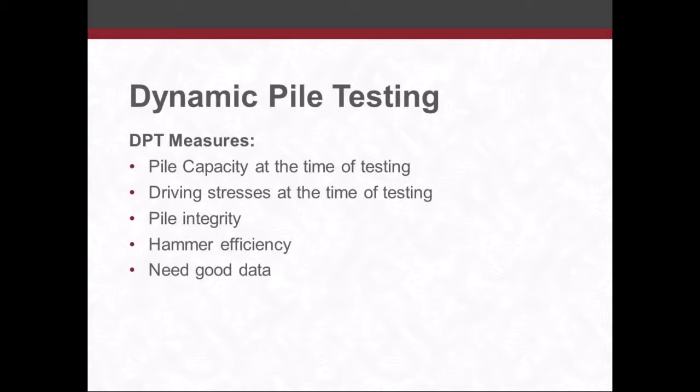So during the testing, dynamic testing measures the pile capacity at the time of testing. It doesn't account for any long-term changes, which might happen due to relaxation or setup. It also monitors the driving stresses at the time of testing. And as I mentioned, we typically want to keep the steel stresses below 90% of the yield strength of the material. With concrete piles, the tensile stresses are more important to monitor because the concrete is weaker in tension, but we typically don't get into a lot of concrete driven piles up in our area.